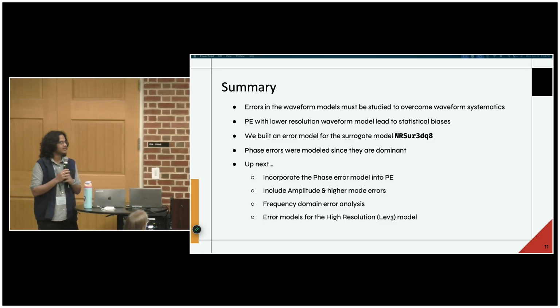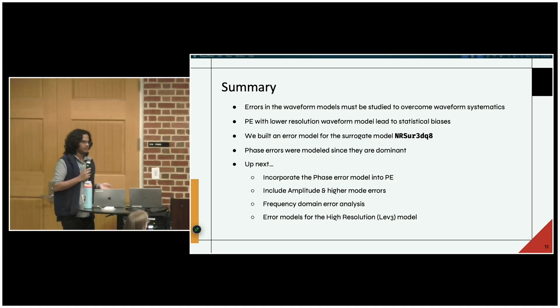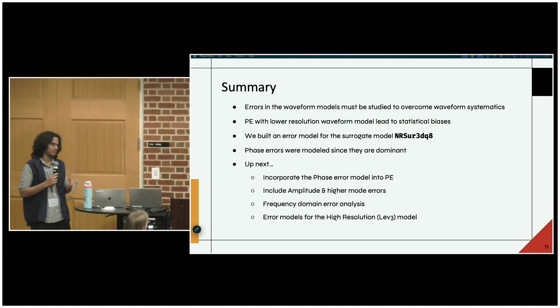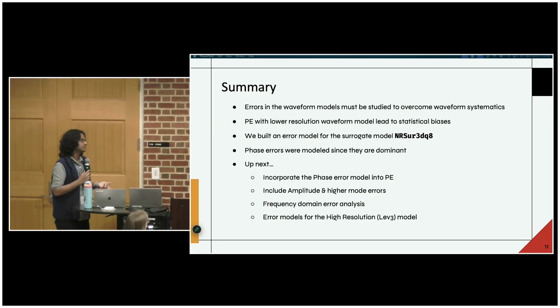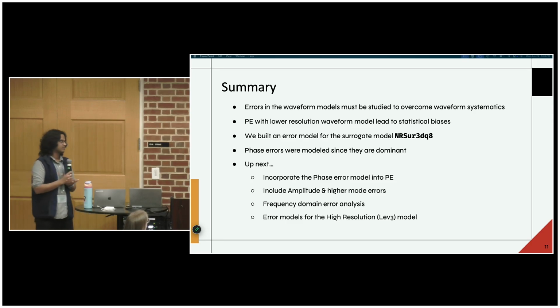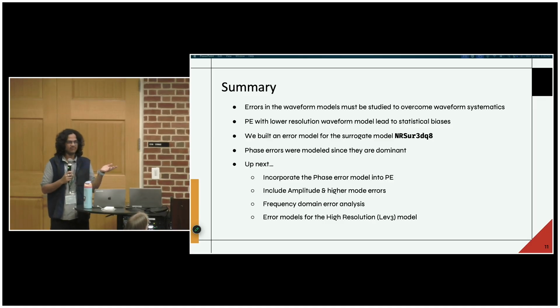And that brings me to the end of my talk. The summary is up there, and for the future work, the idea is to actually do PE with this error model, and then to also extend this to model the amplitudes and also higher order modes, because things get more and more complicated as we go higher. Then frequency domain error analysis is also something on the horizon, and the end product of this entire project would be amazing if you could come up with the error model for the actual surrogate models that we have, for maximum science applicability. Thank you very much.